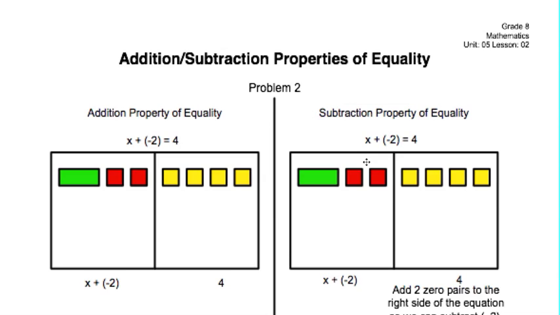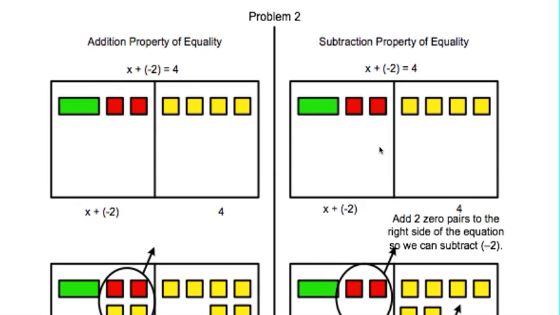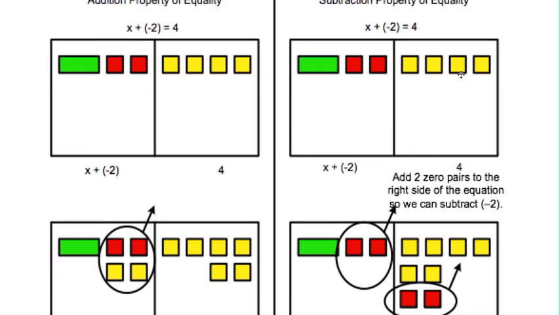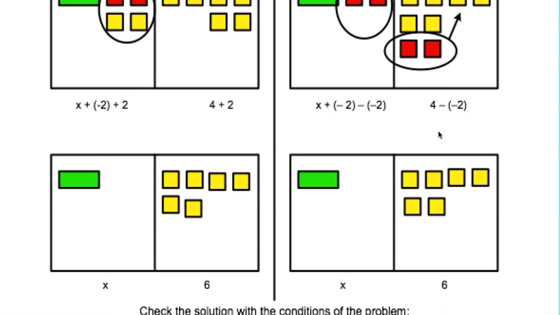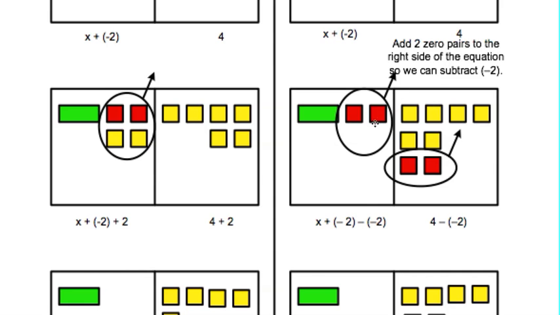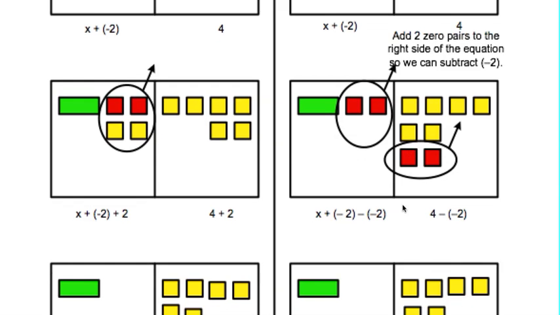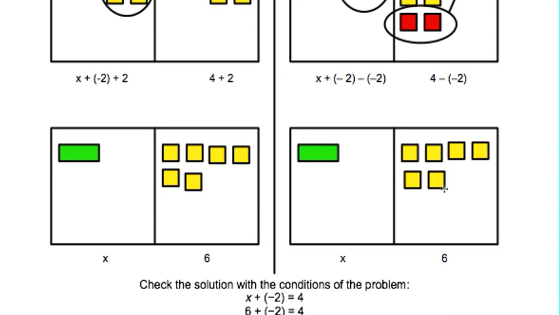Subtraction property is the same. Here what we're going to need to do is we're going to have to subtract 2 negatives. Well, this is a little bit more challenging in this situation as we don't have any negatives on the right hand side. So in order to do that, we have to add 2 zero pairs. In other words, 2 positives and 2 negatives so that we can have the 2 negatives to take away. Adding those 2 zero pairs. If we do that, then we can take the 2 negatives that they both share away, and what we have left is x equals 6.